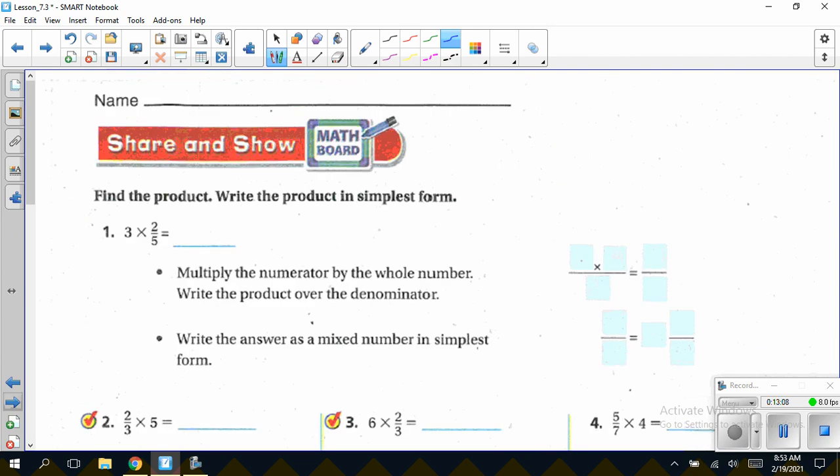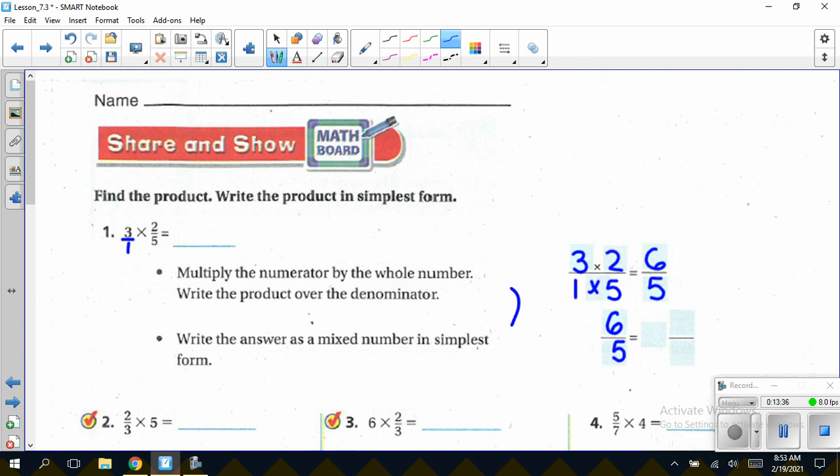Moving on to the next page. Again, we're just going to set up with our whole numbers of having a denominator of 1. And I know that when I multiply this, I have my 3 times 2 for my top times top, which is 6. 1 times 5 for my denominator for bottom times bottom, which is 5.